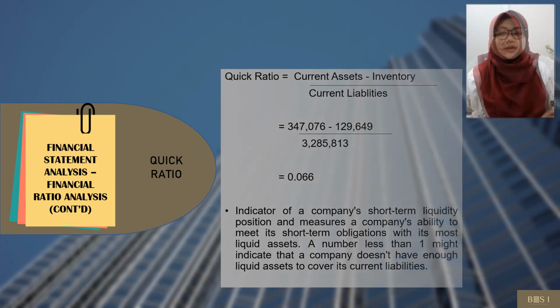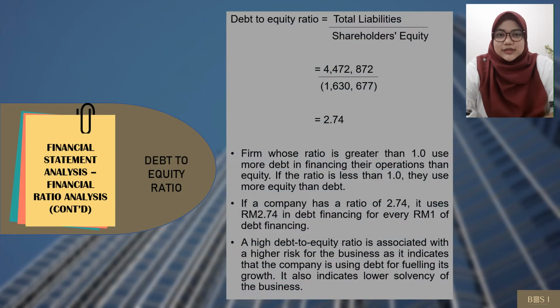division. The next ratio is debt to equity ratio. The debt to equity ratio compares a company's total liabilities to its shareholder equity and can be used to evaluate how much leverage a company is using. We calculate debt to equity ratio by dividing total liabilities by shareholders' equity. The debt to equity ratio for Besico is 2.74. A ratio that is more than 1 indicates that the company used more debt in financing their operation than equity.